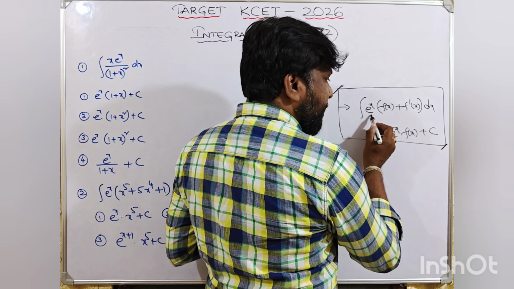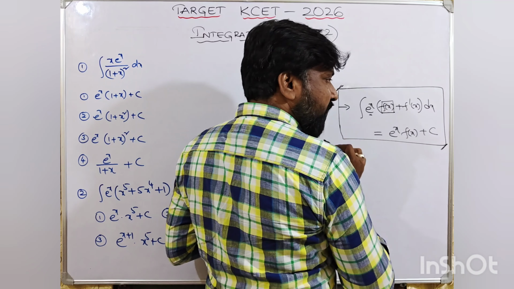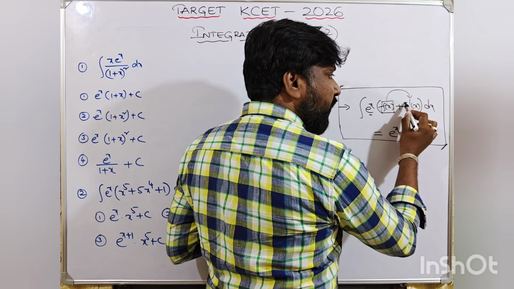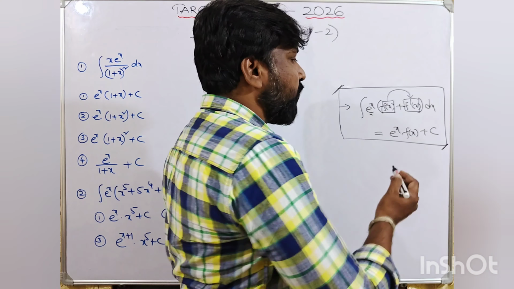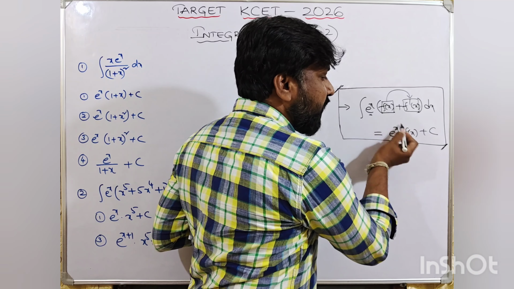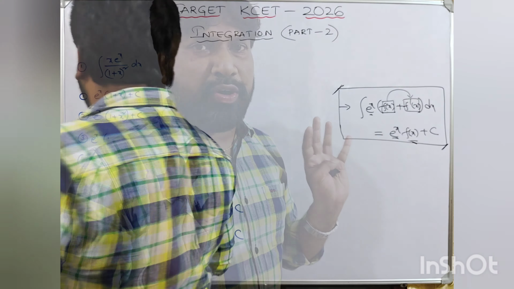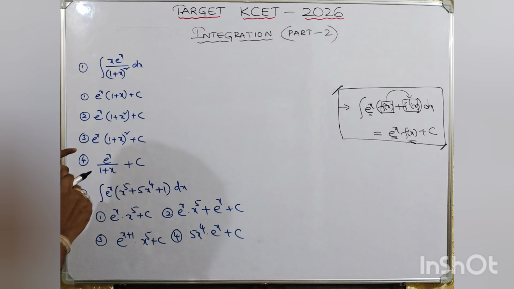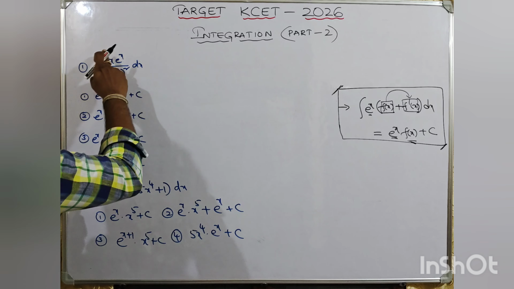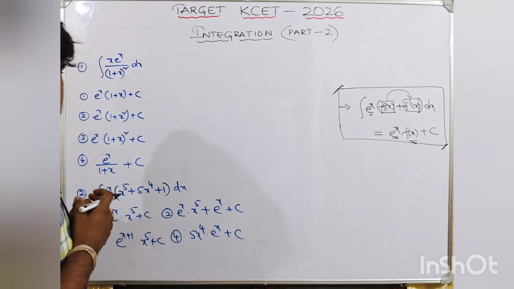What does this mean? Integral e power x into f of x means any function is there, and you require that function's derivative besides it. At that time you can write e power x into f of x plus c. That is the answer. A very simple formula. By using this formula, we solve integral x e power x by 1 plus x square dx. Whenever this kind of question is given, you need to convert it into this approach.